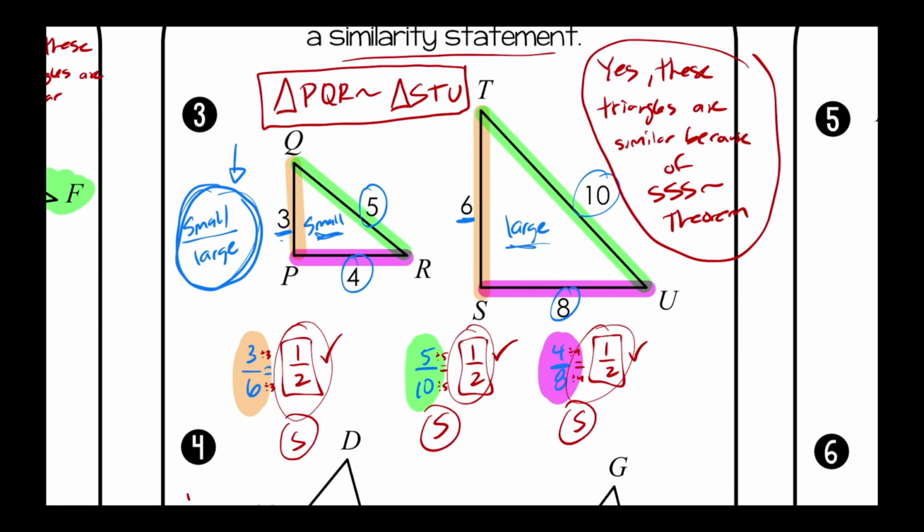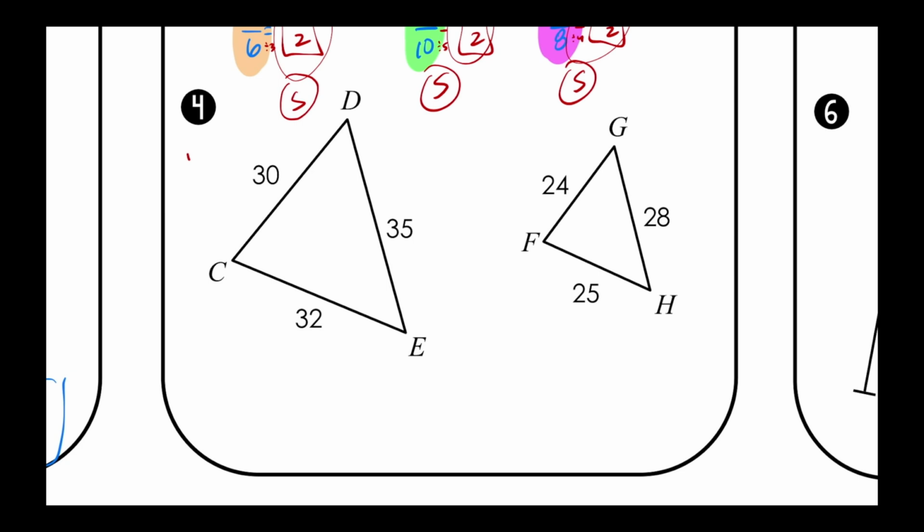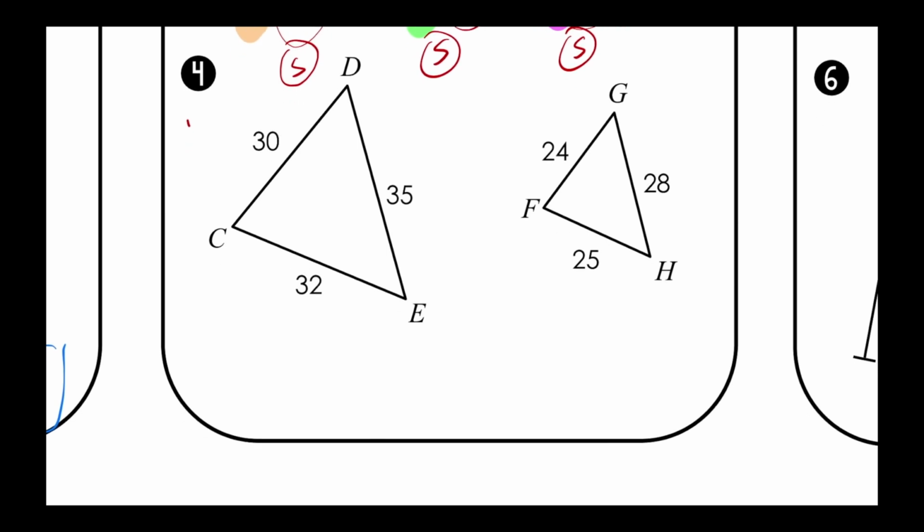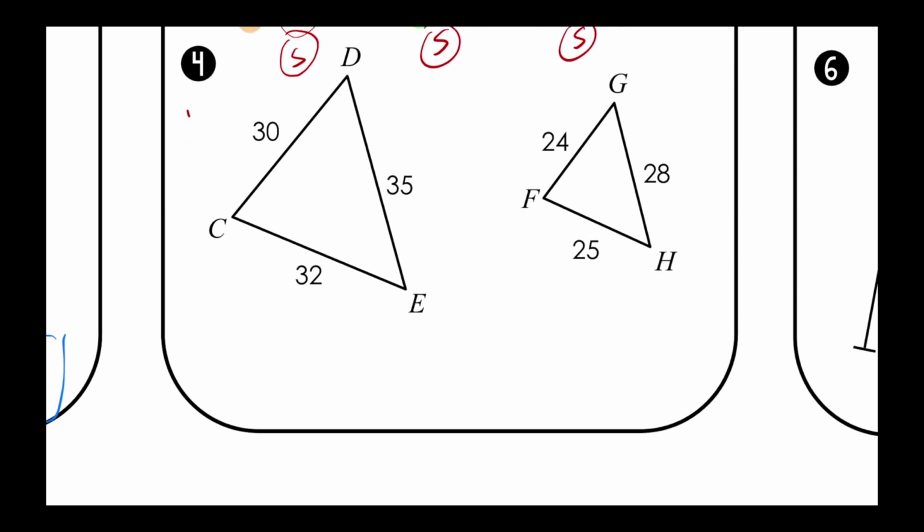Okay. Any questions? If there's no questions, I'm going to give you a problem to try on your own. I want you to try this one. I'll give you 4 minutes to try this one.